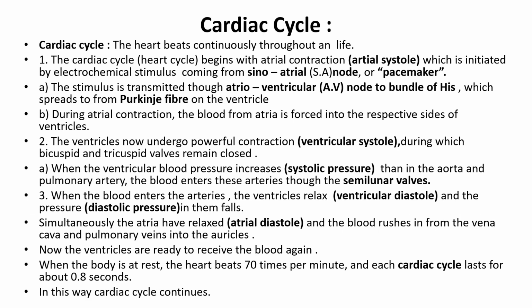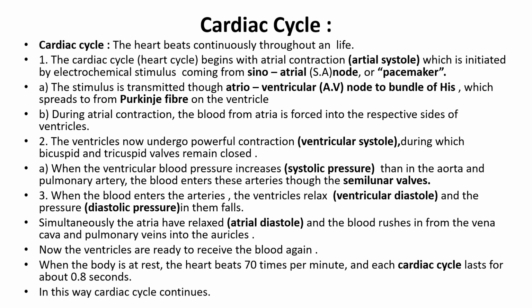Cardiac cycle. The heart beats continuously throughout life. So the cardiac cycle begins with the atrial contraction, that is atrial systole, which is initiated by an electrochemical stimulus coming from the SA node, that is the sinoatrial node, which is also called the pacemaker because it initiates that impulse. The stimulus is transmitted through the atrioventricular node to the bundle of His, which spreads to Purkinje fibers on the ventricle. Then during atrial contraction, the blood from the atria is forced into the respective sides of the ventricles.